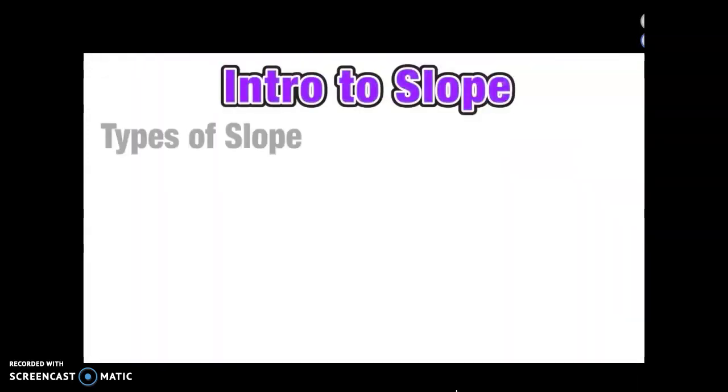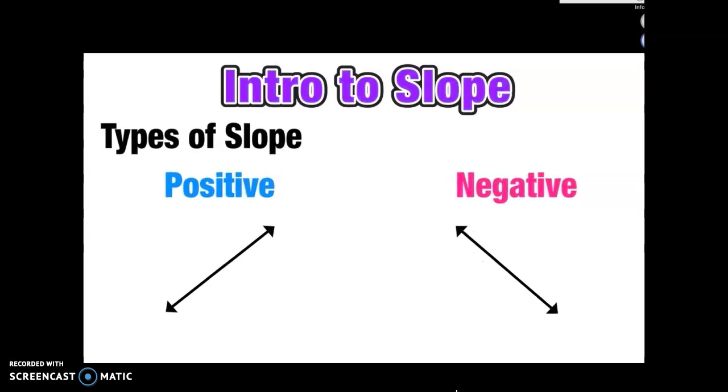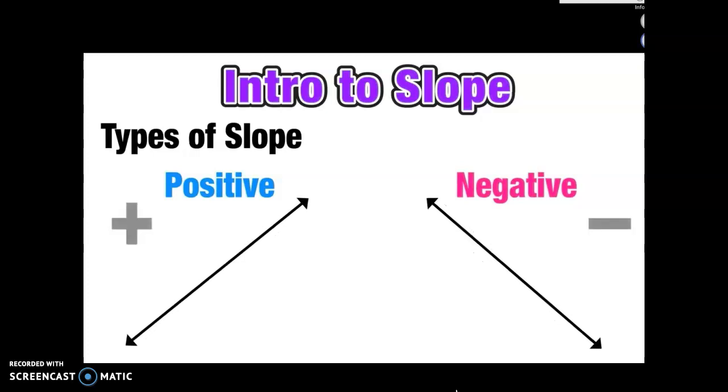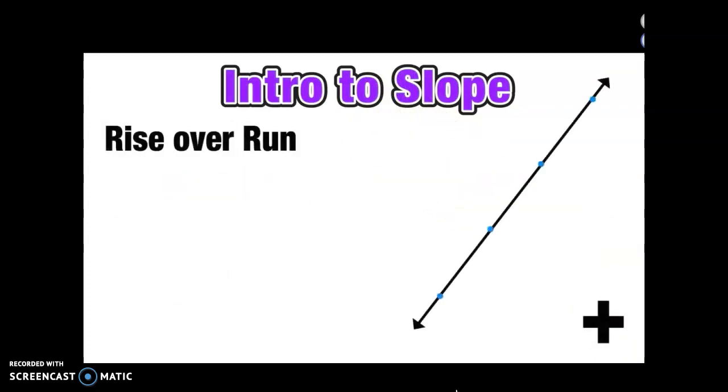Now, in this lesson, we're going to discuss two types of slope, positive and negative. Positive slopes increase from left to right, while negative slopes decrease from left to right. We will also be referring to slope in terms of what we call rise over run.